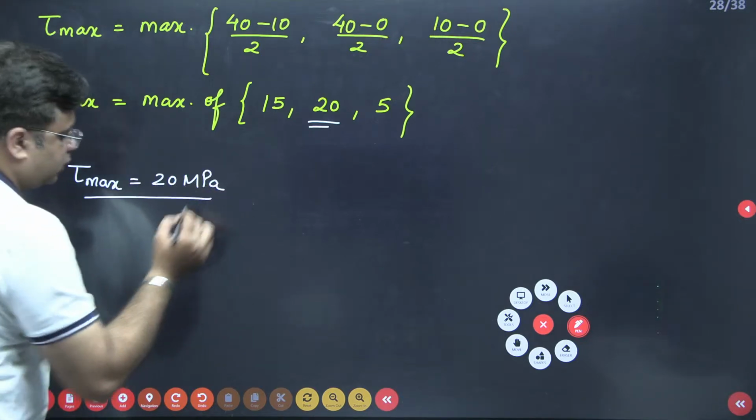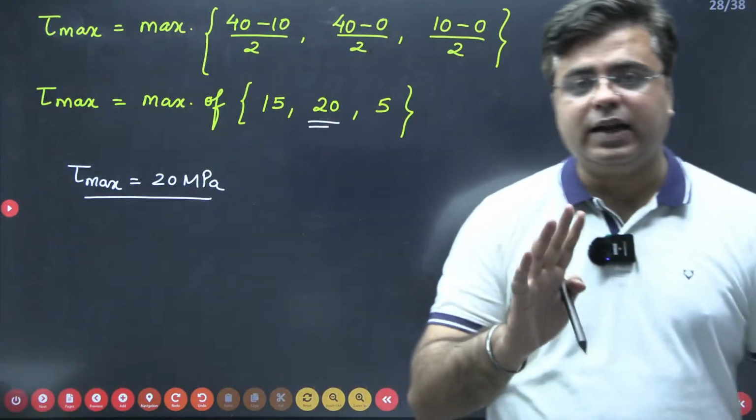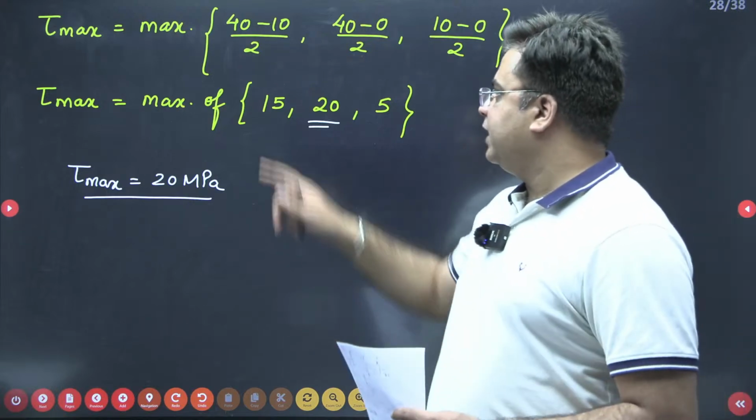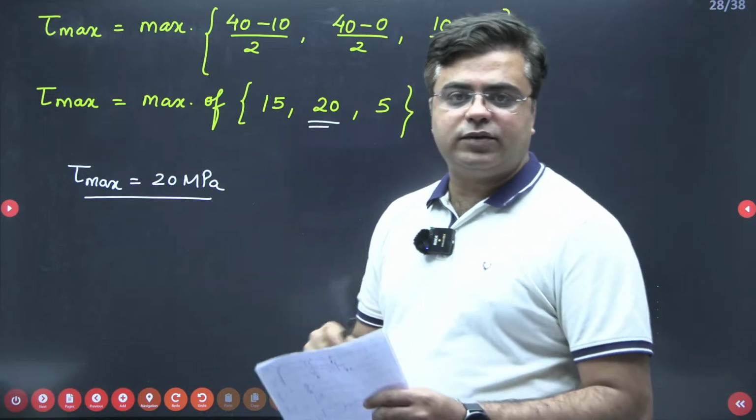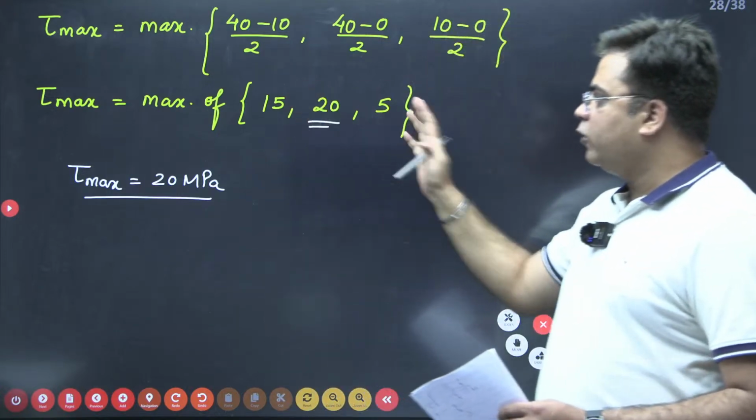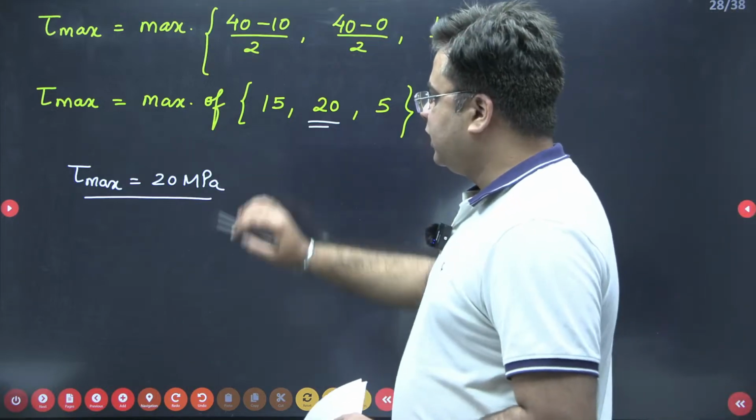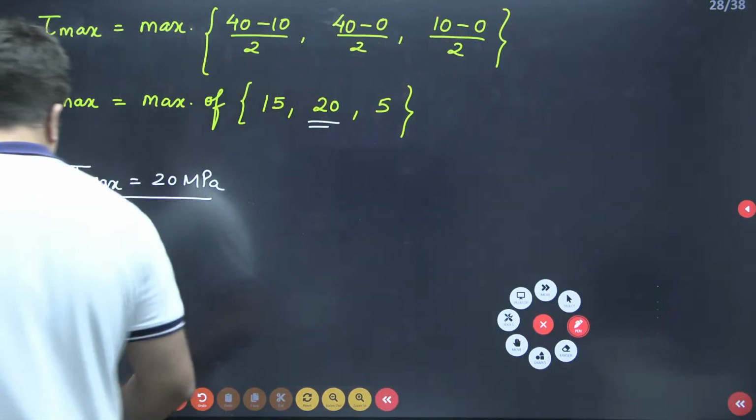So for 3D state of stress, okay, if they have given us directly only the value of sigma 1 and sigma 2, then I have simply taken sigma 1 minus sigma 2 divided by 2. But since the 3D state of stress is there, so you need to check for all the three values and you have to consider the maximum value. So the tau max value is 20 megapascal. So this is our first question.